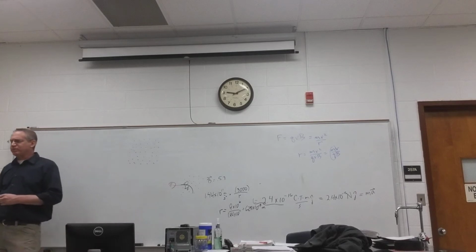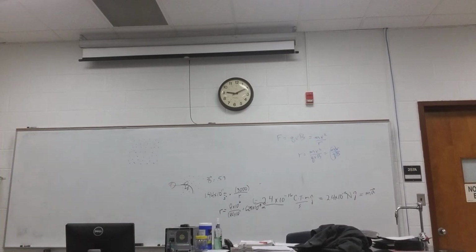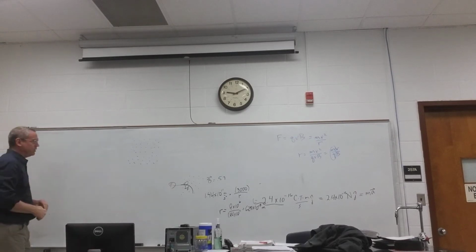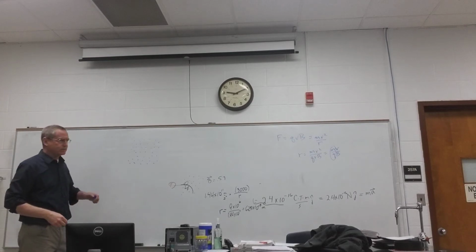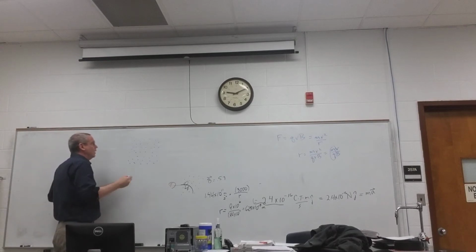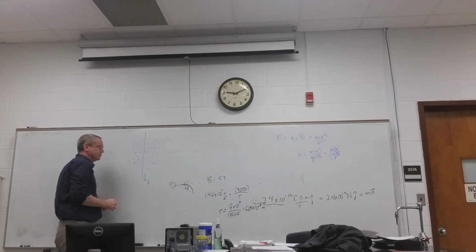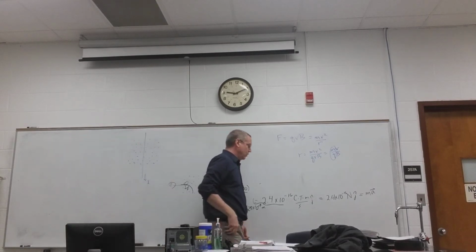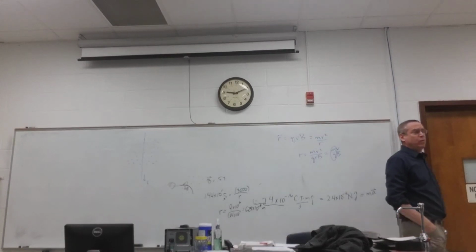Now, most of the examples I will give in class here, I'll have the magnetic field coming out of the board, just because it's a lot easier to do dots than X's. I now have a wire with a current running through it. Which way will the force on the wire be?